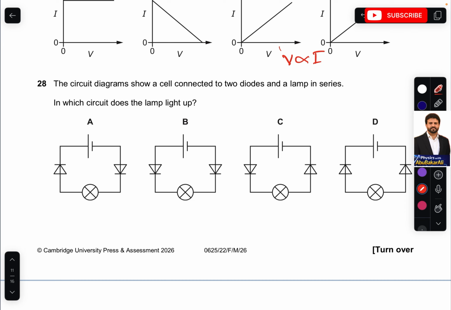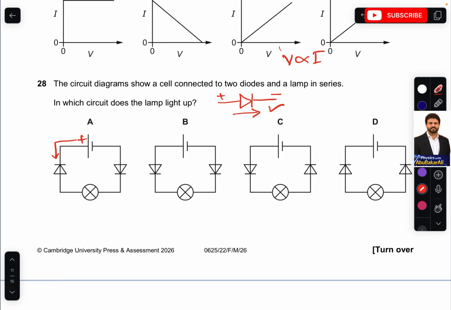In which circuit does the lamp light up? Which circuit is functional? So this is the positive terminal. If you move like this, it is reversed. But you have to keep in mind, if there is a diode like this, with this side attached to positive and this side to negative, the current will flow. This is the only case.